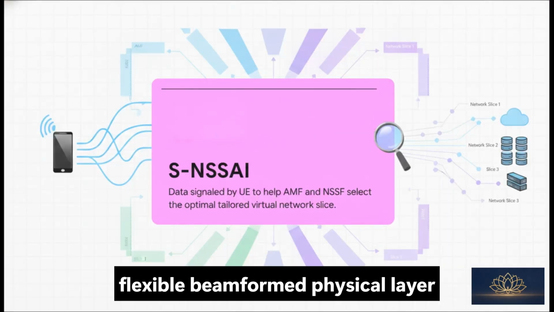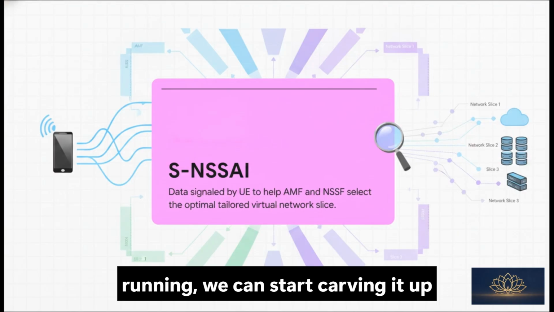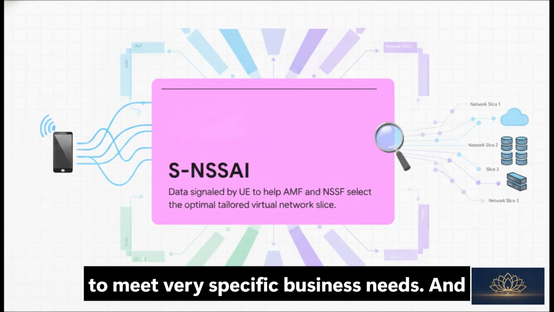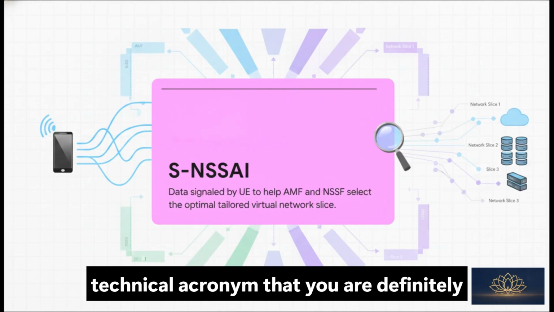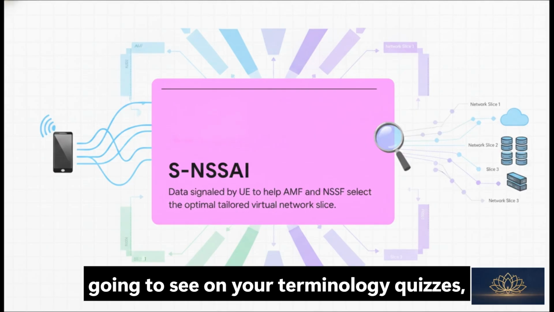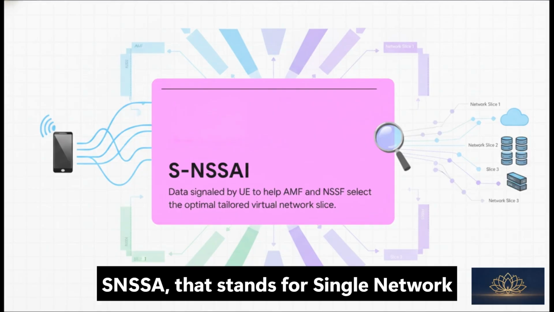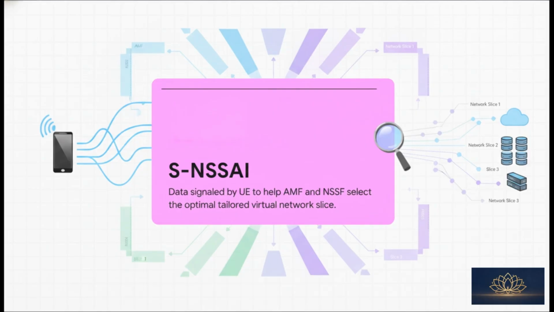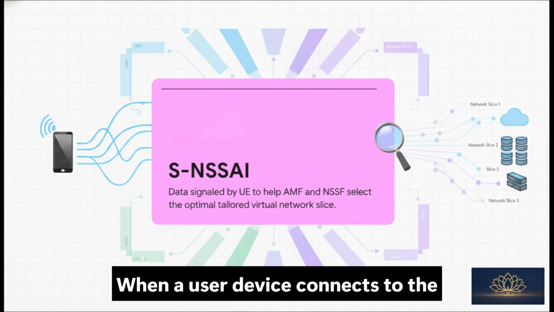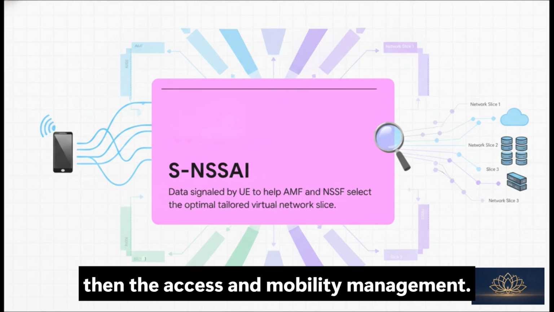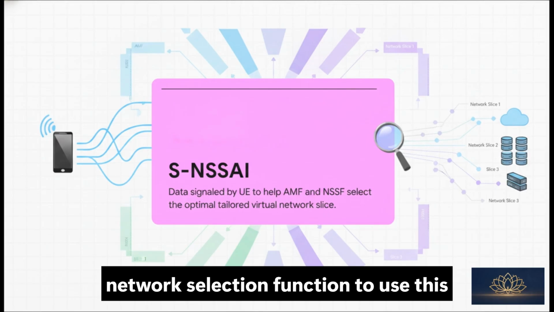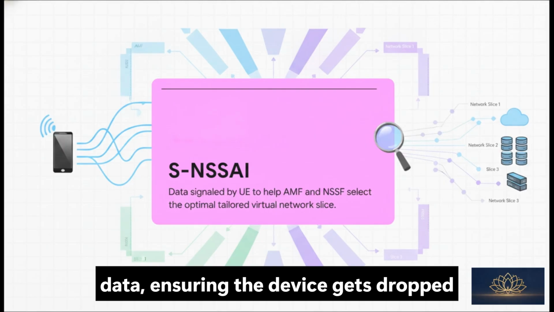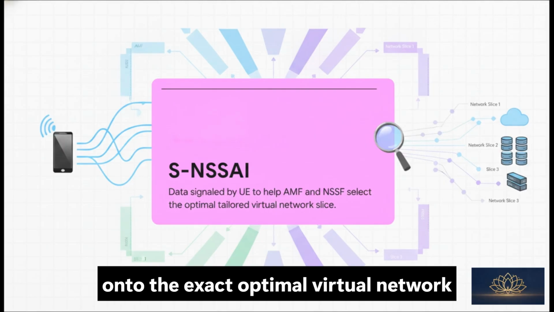So once we've got this flexible, beam-formed physical layer running, we can start carving it up to meet very specific business needs. And this brings us to a wonderfully heavy technical acronym that you are definitely going to see on your terminology quizzes, S-NSSAI. That stands for Single Network Slice Selection Assistance Information. When a user device connects to the network, it signals this specific info. Then, the Access and Mobility Management Function, the AMF, teams up with the Network Slice Selection Function to use this data, ensuring the device gets dropped onto the exact optimal virtual network slice.